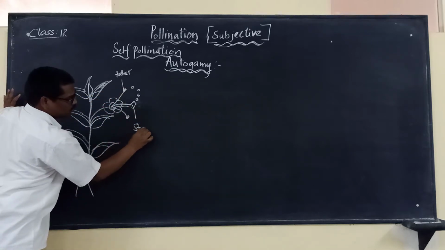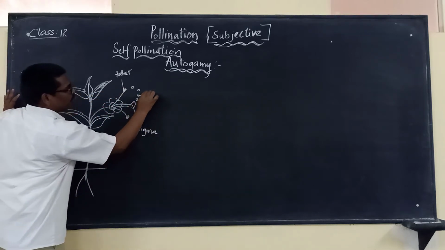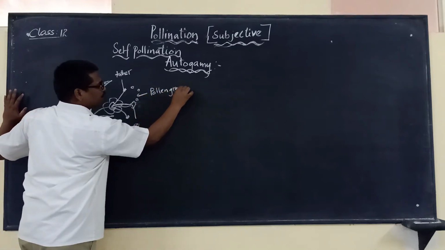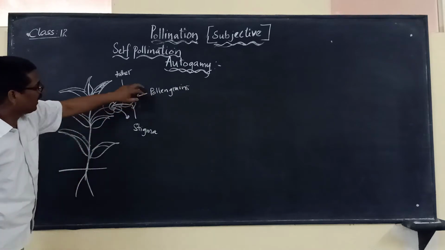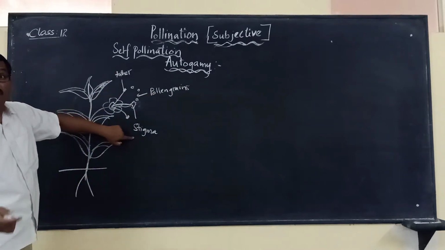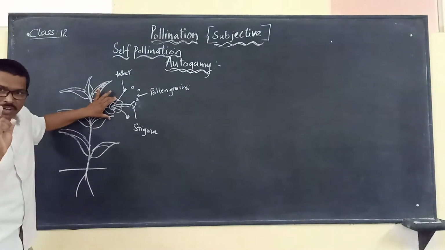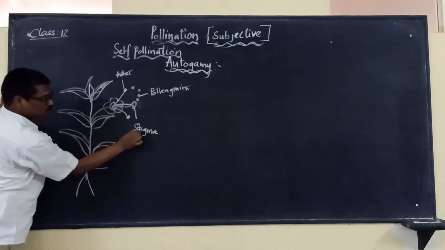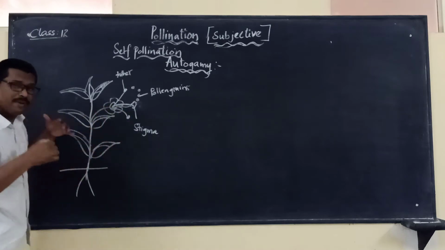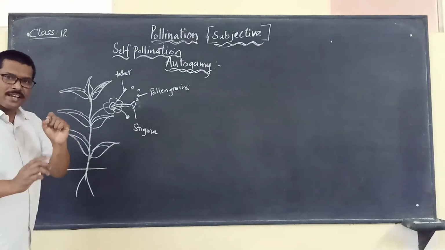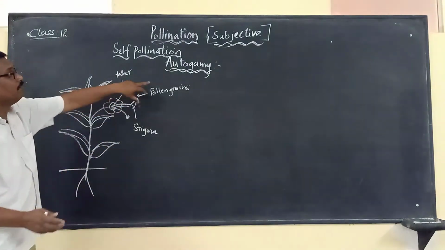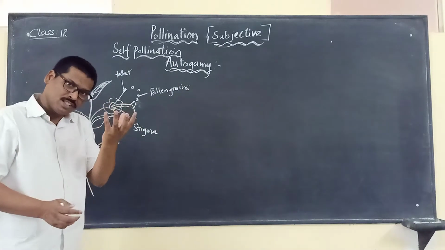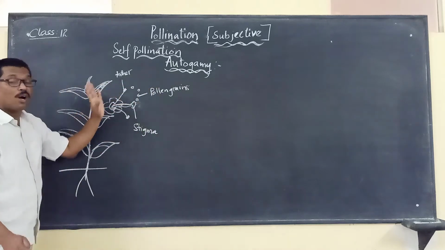So this is the stigma and here are the pollen grains. Transfer of pollen grains from the anther to the stigma of the same flower is what is important here. In simple terms, when pollination takes place within the same flower, we call it autogamy.